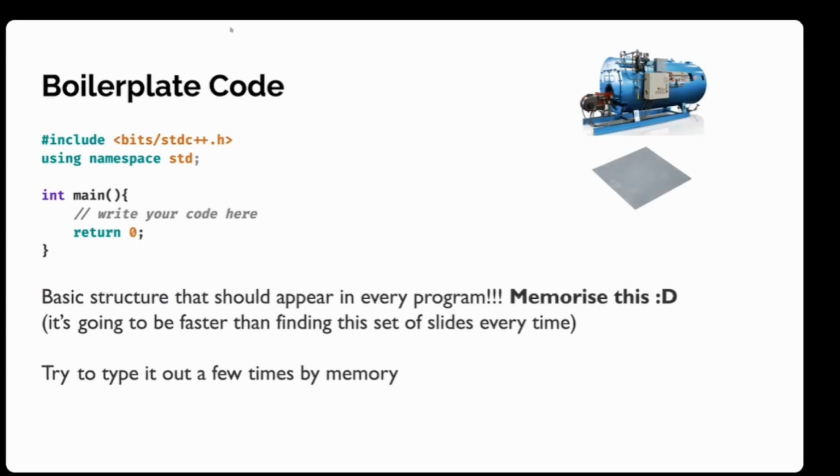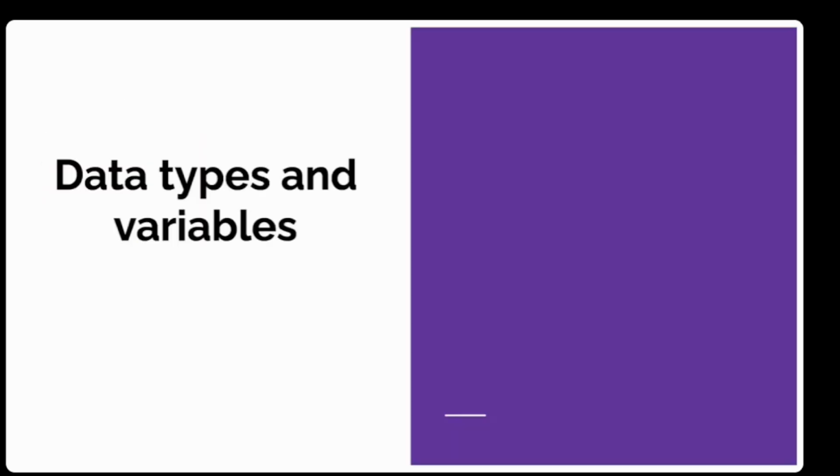So, boilerplate code. This basic structure must appear in every program. Memorize this, okay? Because I think it's much faster than coming back here. You should type it out a few times from memory, solve some questions, and you'll probably remember it. So okay, data types and variables.